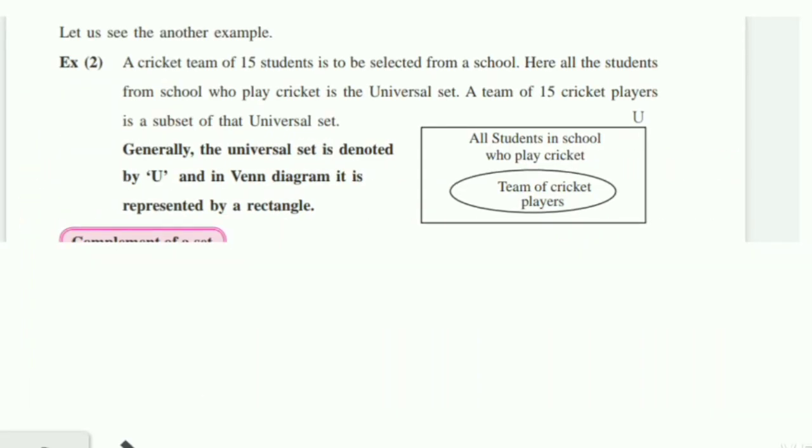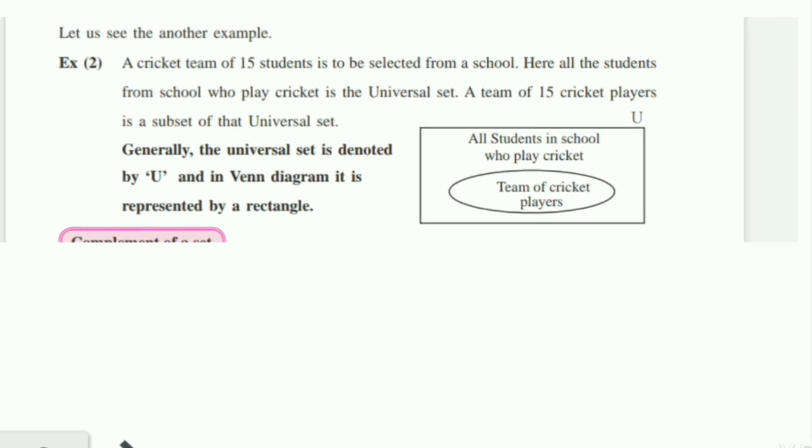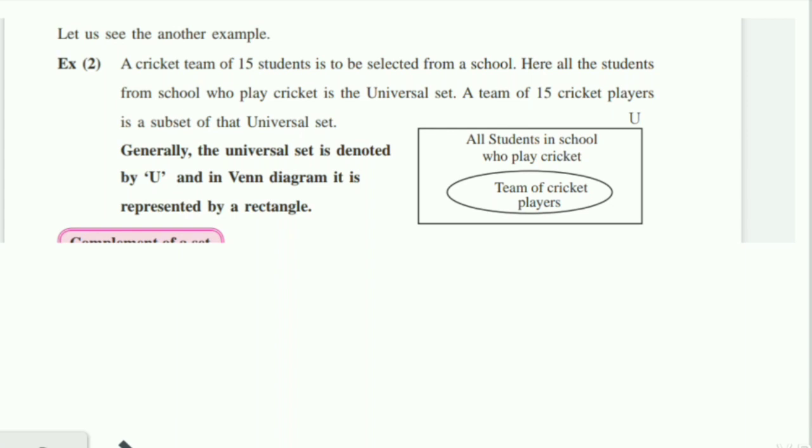See another example, example 2. A cricket team of 15 students is to be selected from a school. Here all the students from a school who play cricket is the universal set. A team of 15 cricket players is a subset of that universal set.